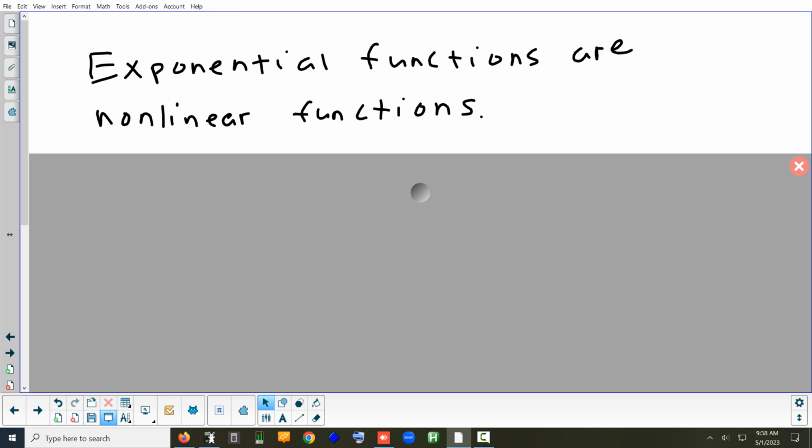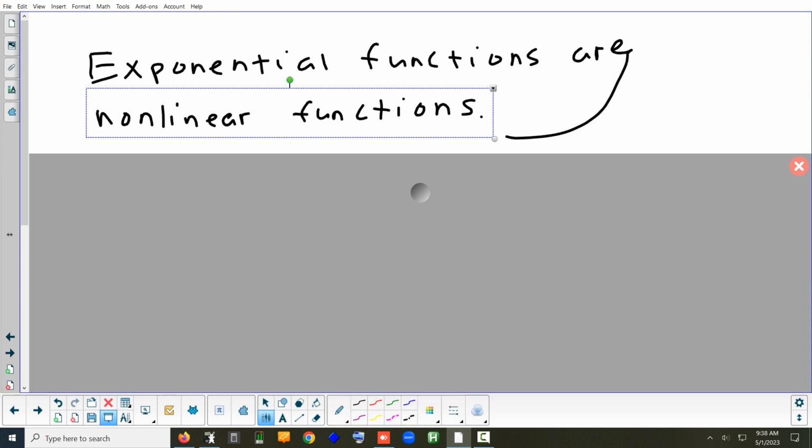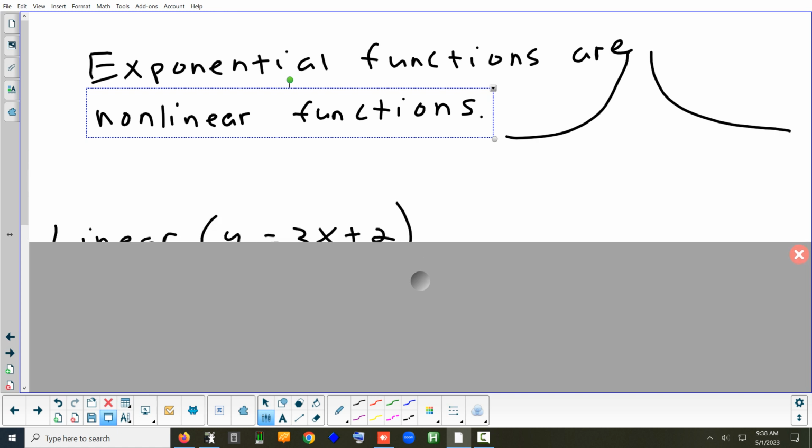All right, so first of all, exponential functions, you don't have to write this part down, but they're not linear. Linear means they're in a straight line. These are not straight lines. They're either going to look like that, or they're going to look like that, curving up or curving down.